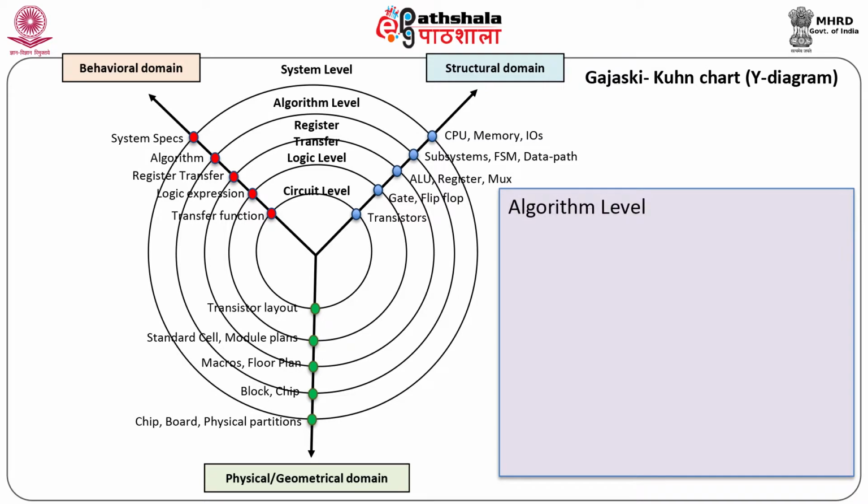The algorithm level. This level is defined by concurrent algorithms in terms of signals, loops, variables or assignments. In the structural domain, blocks like subsystem, data paths, FSMs are defined, whereas in physical domain the blocks or chips are defined. The data representation at this level is more abstract.